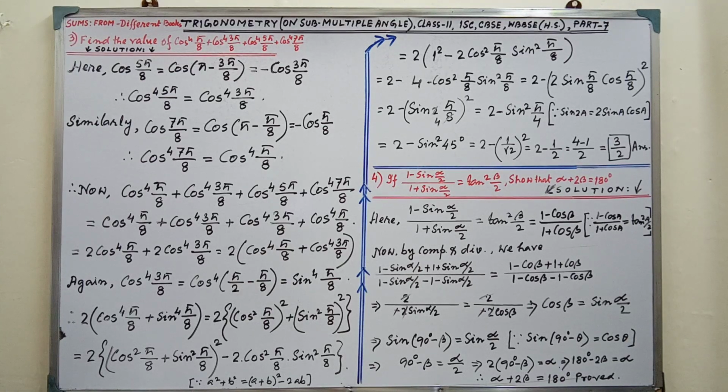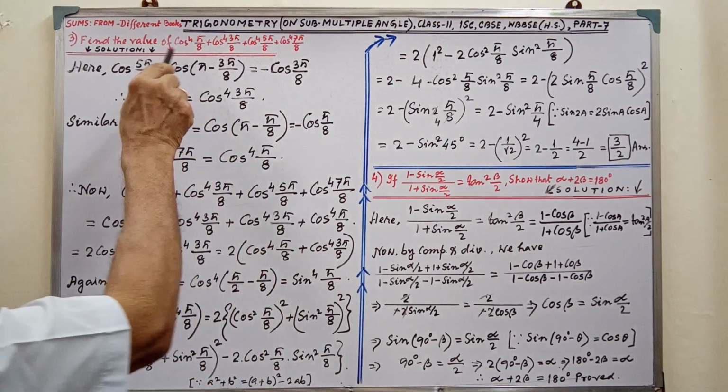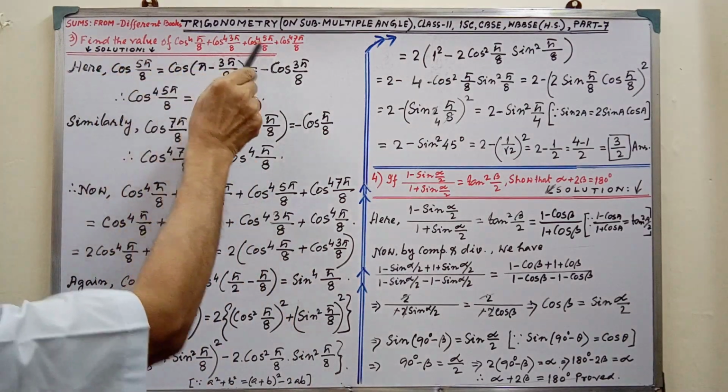Today for class 11, trigonometry on submultiple angle. You have already got 6 lessons on submultiple angle. Especially part 5 you must observe. There you will get formula on submultiple angle. Now please pay your attention on the board. This is the sum. Find the value of this.